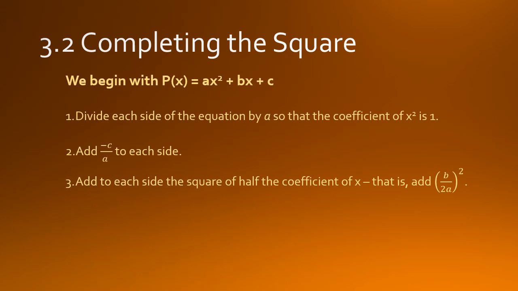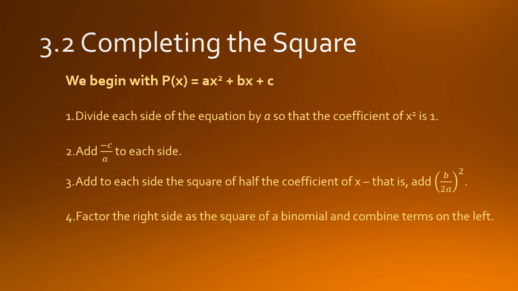Then what we're going to do is add to each side the square of half the coefficient of x. In other words, we're going to take that b over a, divide it by 2, which will give us b over 2a, and square that, and that's going to get added to both sides of the equation. Now at this point, what we're going to have on the right is a perfect square trinomial. So we're going to factor it as the square of a binomial, and on the left we're going to combine whatever terms we can.